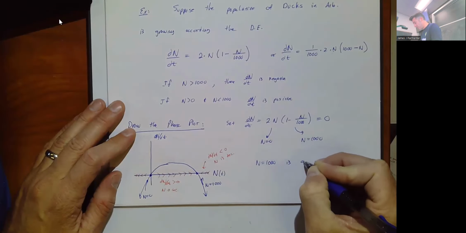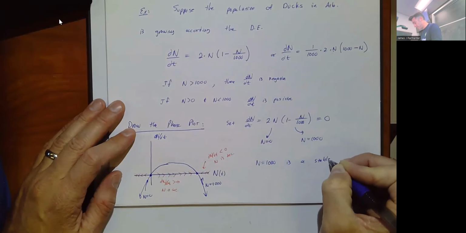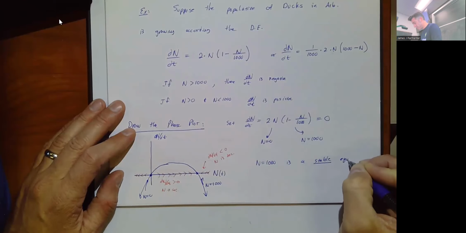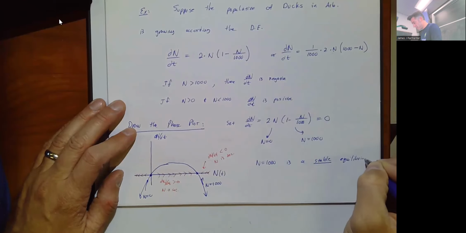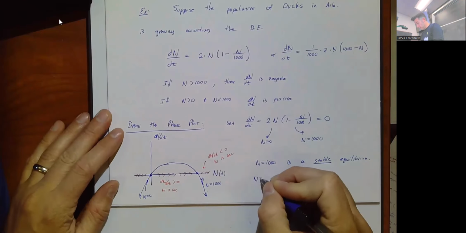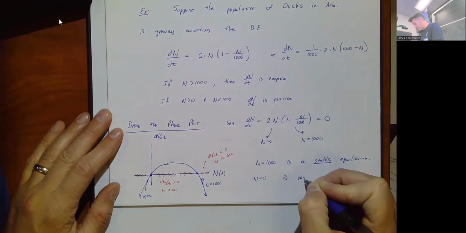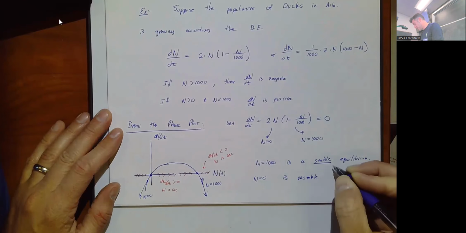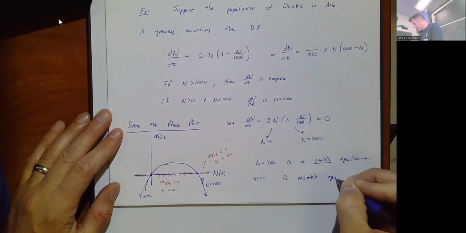is a stable equilibrium. Because if you try to be bigger than 1,000 or less than 1,000, you're going to get pushed back towards being equal to 1,000. On the other hand, n equal to 0 is unstable. I forgot a word there. Fine, it's all right. It is an unstable equilibrium.